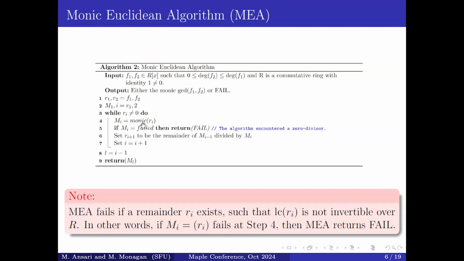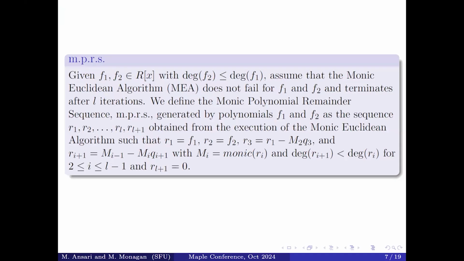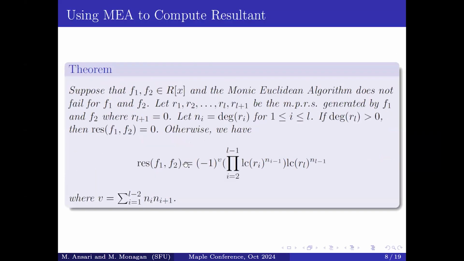However, let's say the monic Euclidean algorithm does not fail and it terminates after l iterations. In that case, we can put R1, R2, which are f1 and f2, and all the remainders computed at step 6 in a sequence. In that case, we will have a polynomial remainder sequence, which we call MPRS. Using MPRS, we present a new formula for the resultant of two univariate polynomials, f1 and f2, over R. R is a commutative ring. We could prove this theorem, and also we designed an algorithm to compute resultants using this formula.